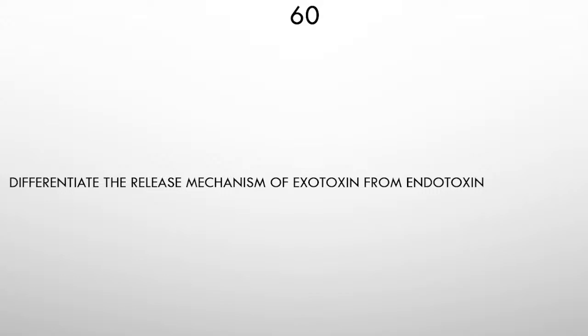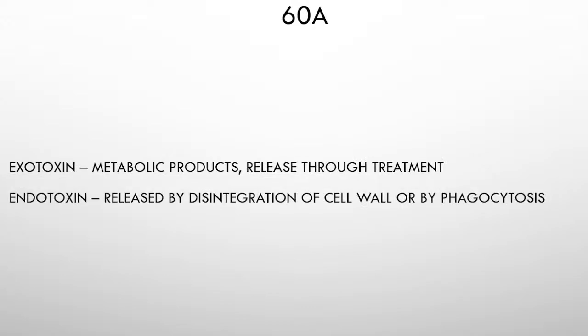Now, differentiate the release mechanisms of exotoxins from endotoxins. Now, an exotoxin is released as a metabolic product of the organism, whilst an endotoxin is released upon the destruction of the cell wall, all right, or the disintegration. Or, if you want to be much more posh, disintegration via phagocytosis. But we want to sound posh.